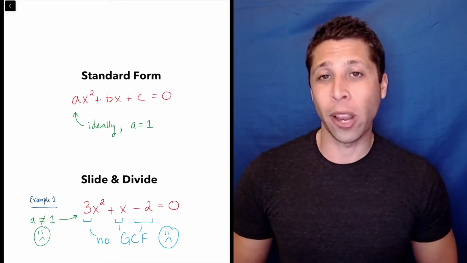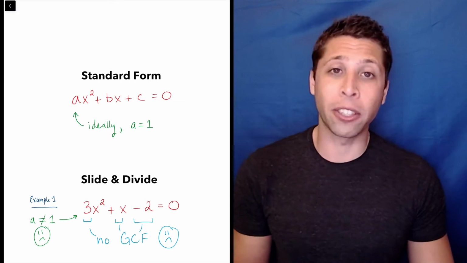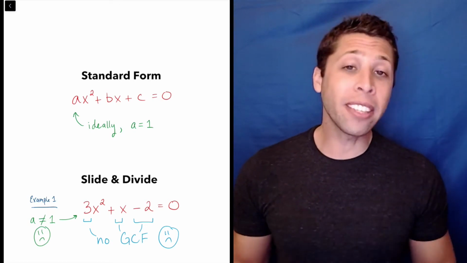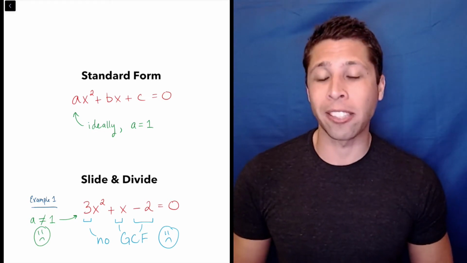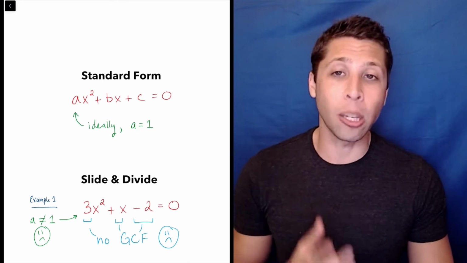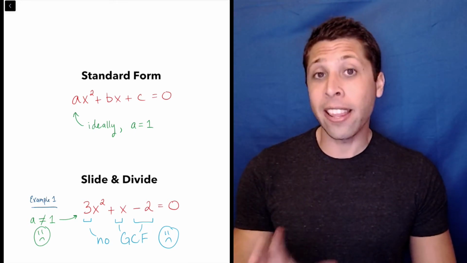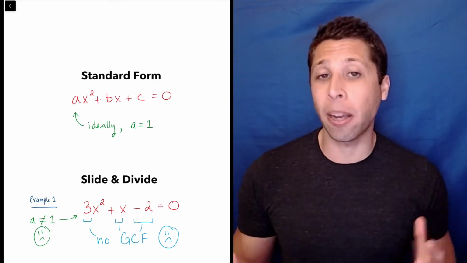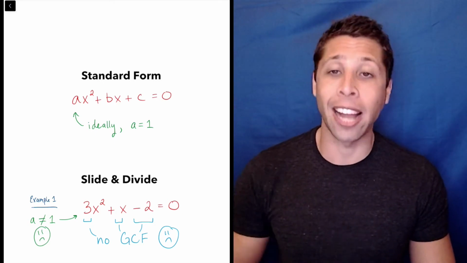Factoring quadratic equations to find the x-intercepts can be difficult because there is a lot of variety in what the equations can look like. In basically every case, we first need the quadratic to be in standard form, which is ax squared plus bx plus c equals 0. Ideally, the a term would be equal to 1 so that we could factor easily by finding numbers that multiply to the c term and add to the b term.